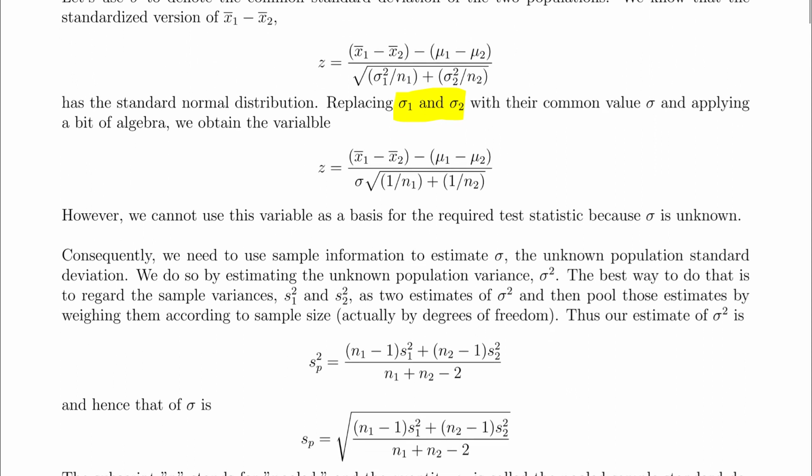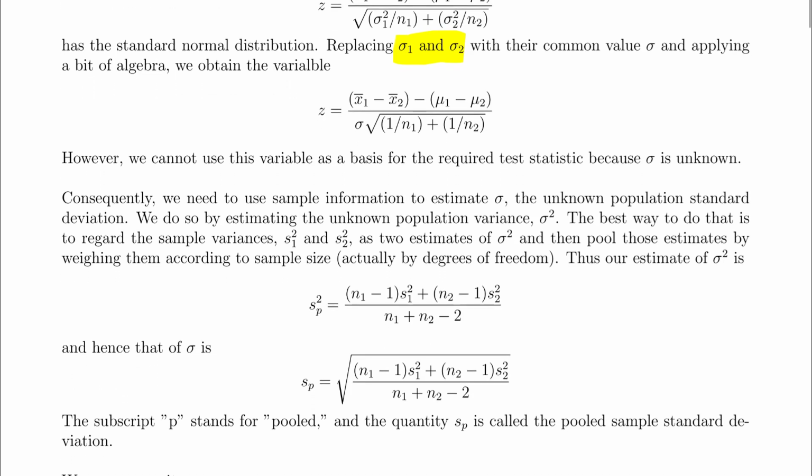However, the thing is, sigma is not known. We have to compute some value for sigma. And so what we're going to end up doing is generating the sample variance for each one of the populations as a whole. And you can see here, this is the sample variance of the populations that we'll be looking at. And we can simplify that by taking the square root of both sides.